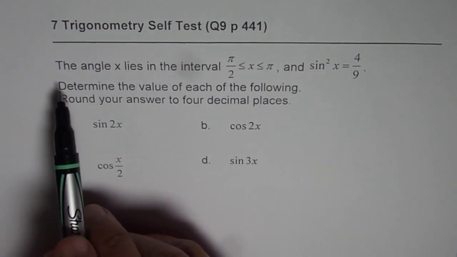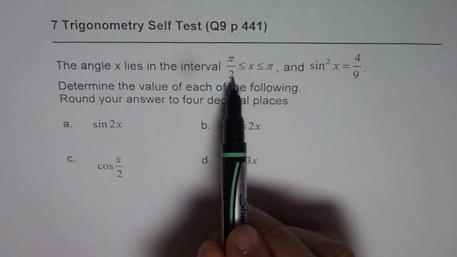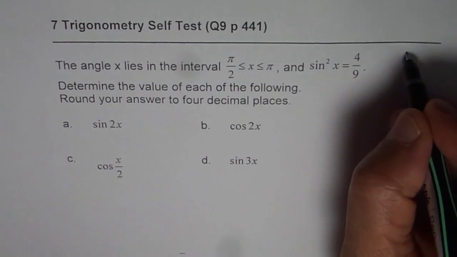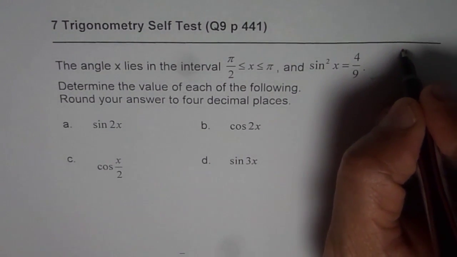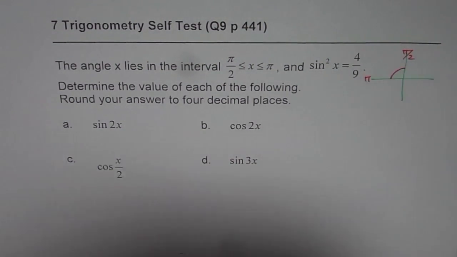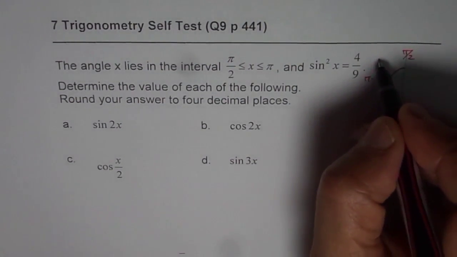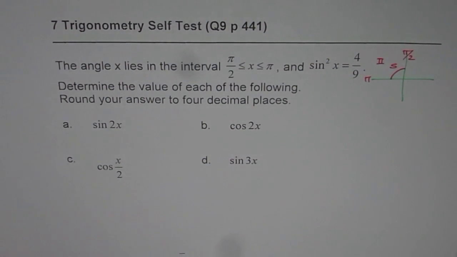It says, the angle x lies in the interval pi by 2 to pi. It really means that when you are considering the coordinate plane, pi by 2 is right there on the top, and this is pi. So the x is somewhere in between. That means we are working in quadrant 2, where sine is positive, rest all are negative. So that much of information you get from the very first phrase.